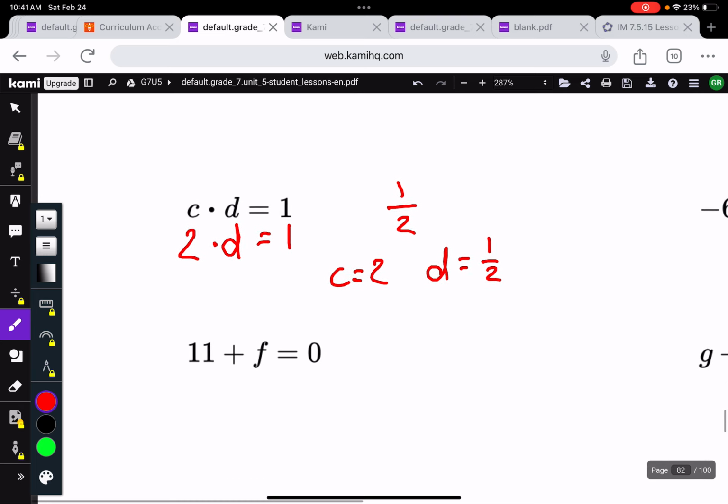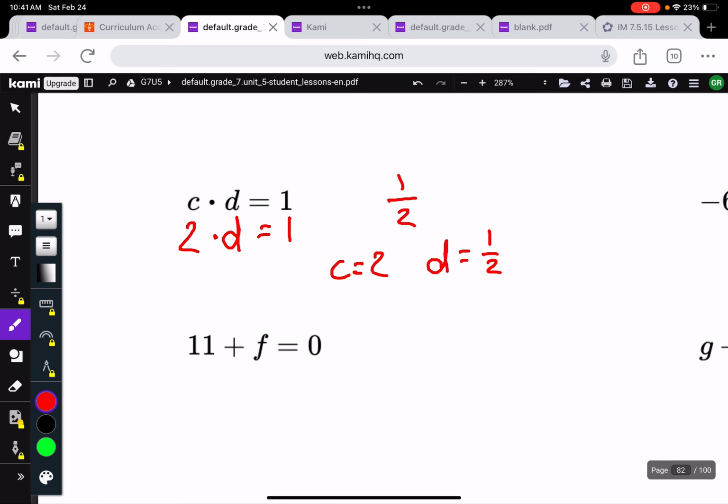Let's just jump straight down here to F. 11 plus what is 0? 11 plus 0 is not 0. 11 plus 1 is 12. So we have to go in the negatives, and maybe we're realizing F must be negative 11. That's called an additive inverse. And believe it or not, these two are called multiplicative inverses. Multiplicative inverses. So I got F equals negative 11.